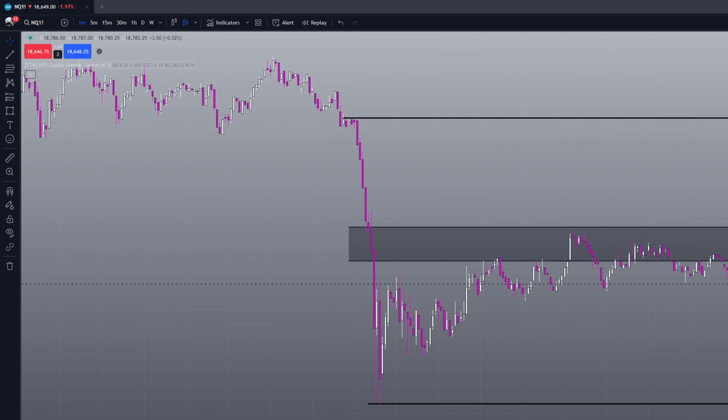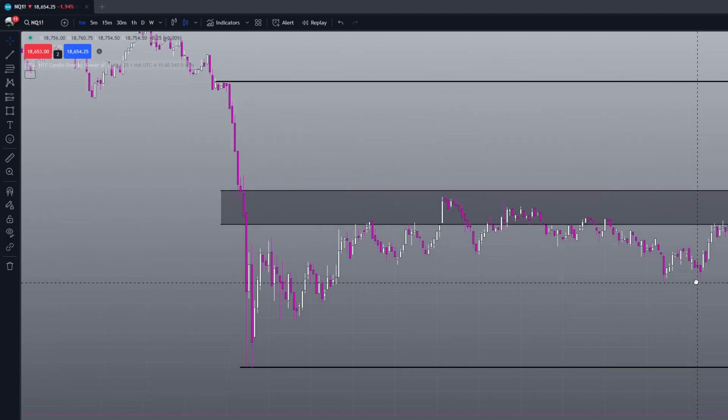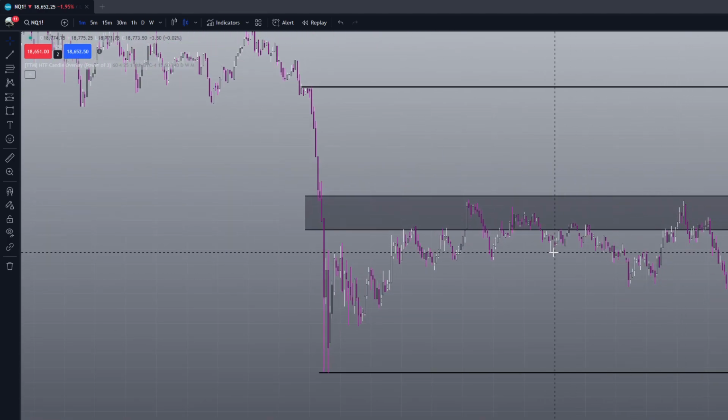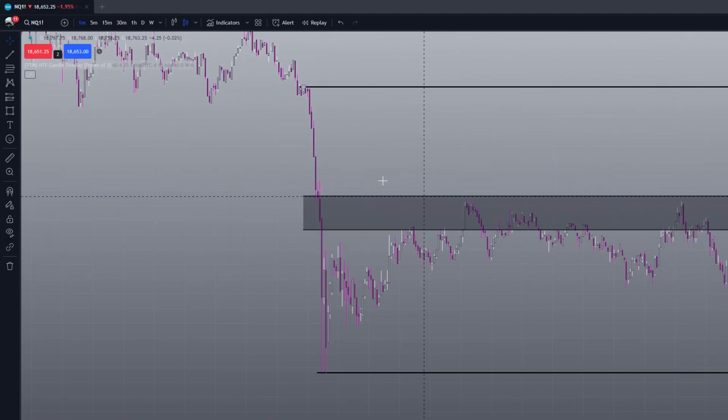How you enter, it's completely up to you. For me personally, I like to see an open rejection to the opposing side. So if it's a sell side, I want to see it first open in the buy side, reject it, and then become a sell side candle. So off of that, I just target sell side.